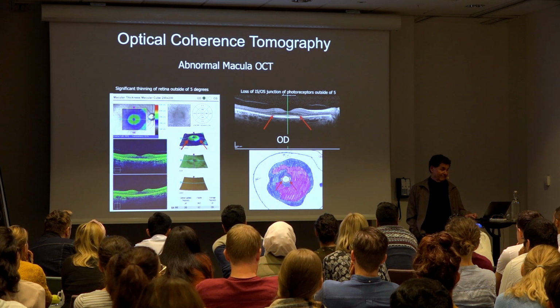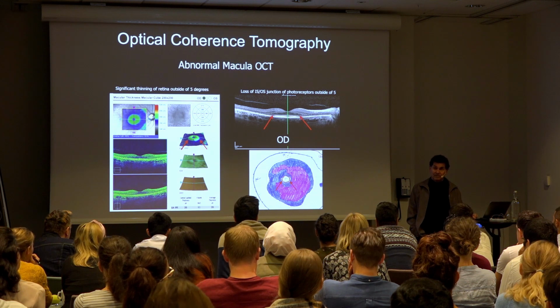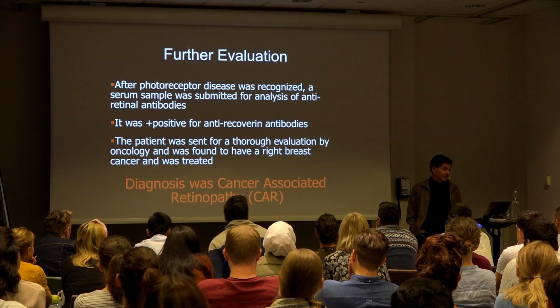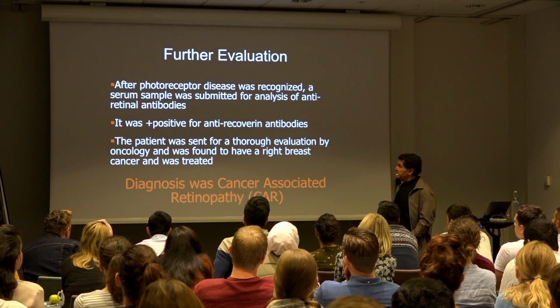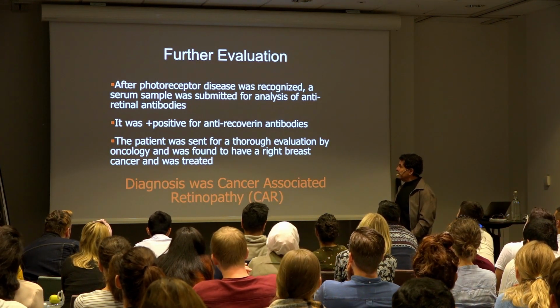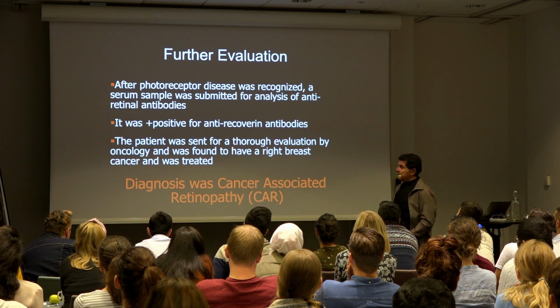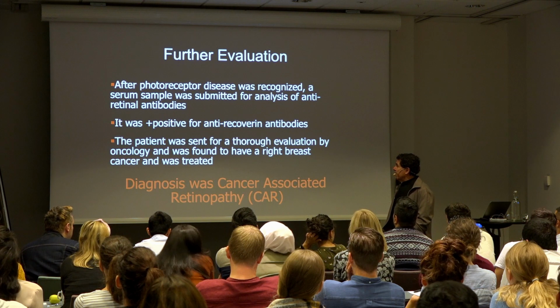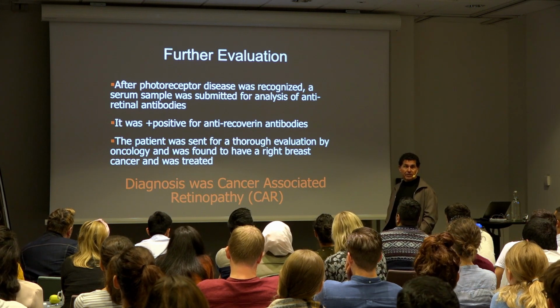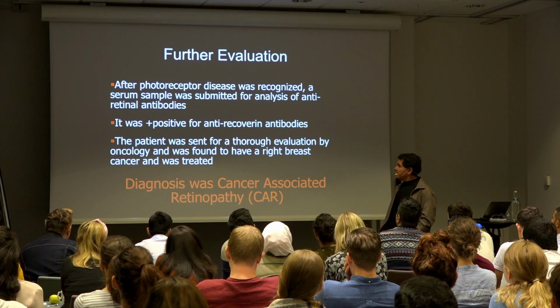All right. It looks like fluorescein. Pardon? Yes. So she had serum submitted for antibodies, and she had the anti-recoverin antibodies. Remember, she had the right arm swelling, so she did have a right breast cancer and an autoimmune cancer-associated retinopathy.